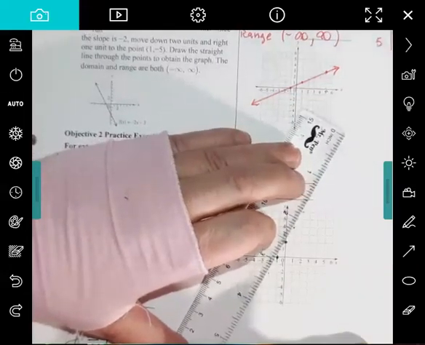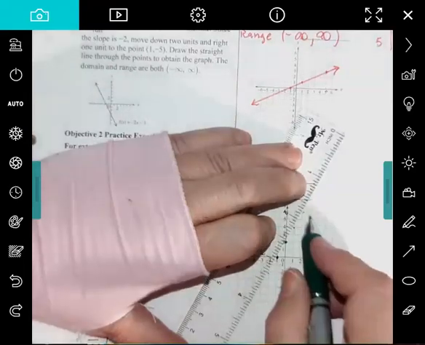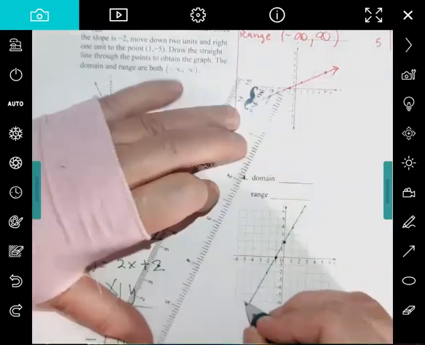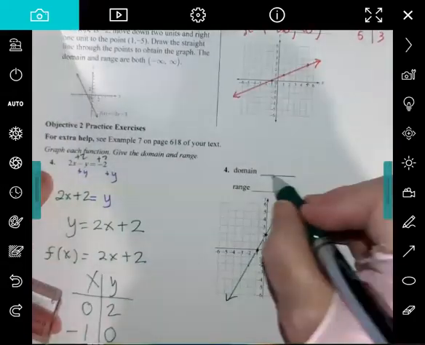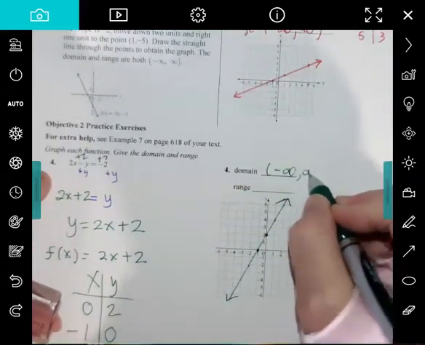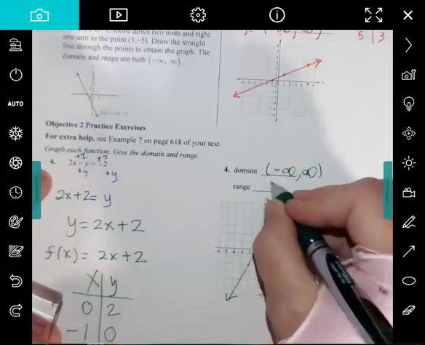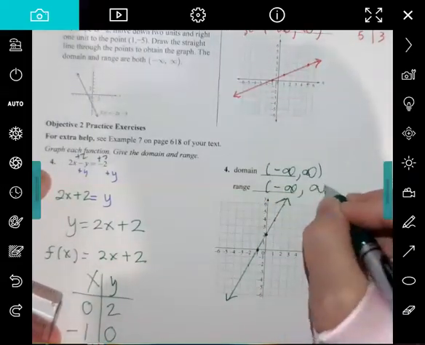Most lines have domains and ranges that are -infinity to +infinity. And this is one of those. It goes on to the right and to the left. So the domain is -infinity to infinity. And it goes up and down forever. So it's -infinity to infinity.